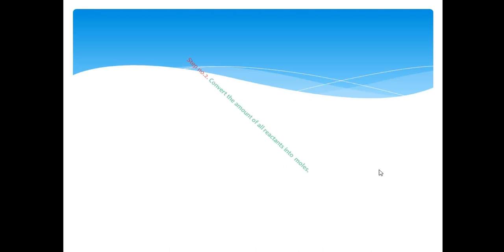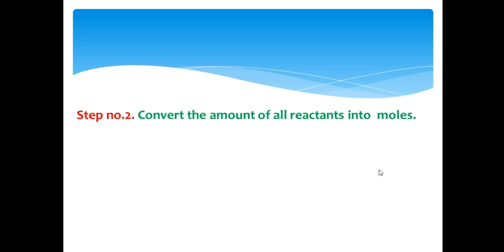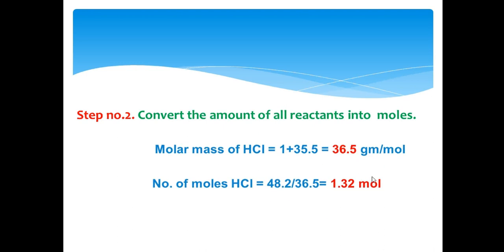Now according to the second step, in this step the amount of reactants in grams is converted into moles. In this problem, the mass of HCl is 48.2, which is divided by 36.5. This 36.5 is the molar mass of HCl. As a result, we will get 1.32 moles of HCl.